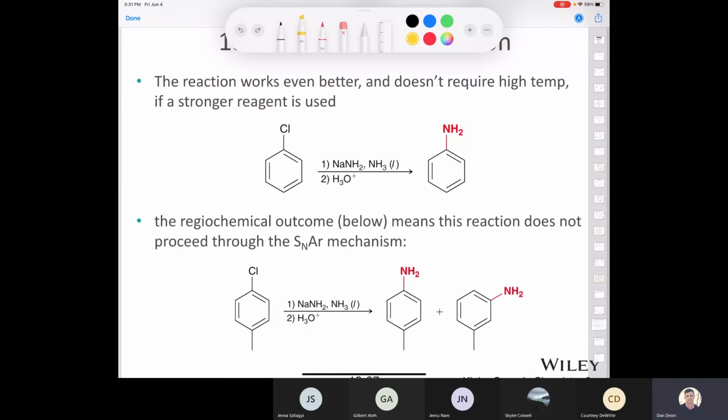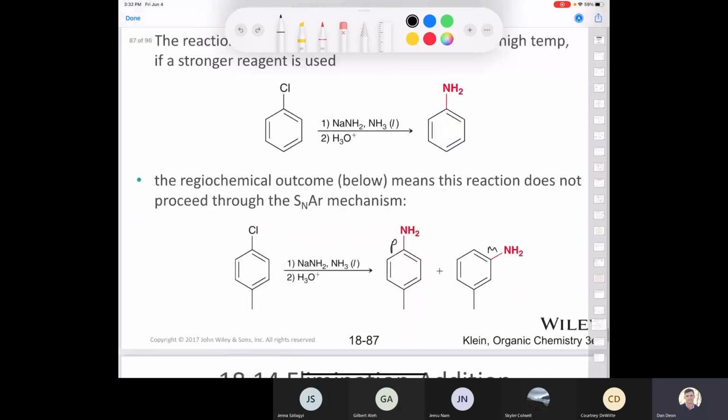But what's interesting about this is if you investigate the regiochemistry, you can tell that this reaction doesn't proceed through an SNAr mechanism. If we have a methyl group, let's say para to the chloro, and you do the same reaction, with the same conditions right here, you actually end up with a mixture of ortho and meta substitution. Sorry, para and meta substitution. Again, this tells you that the amide doesn't just come in and do a plain old SNAr. It doesn't happen that way. There must be something else. And that something else is first an elimination.